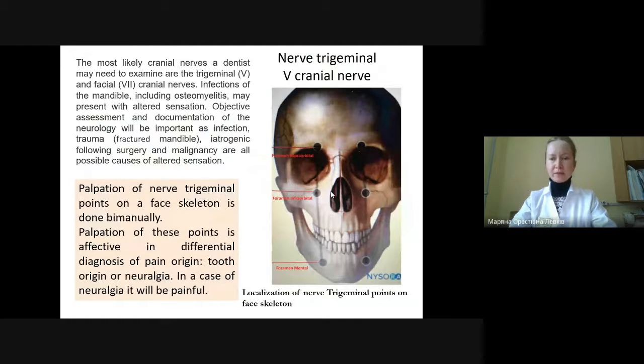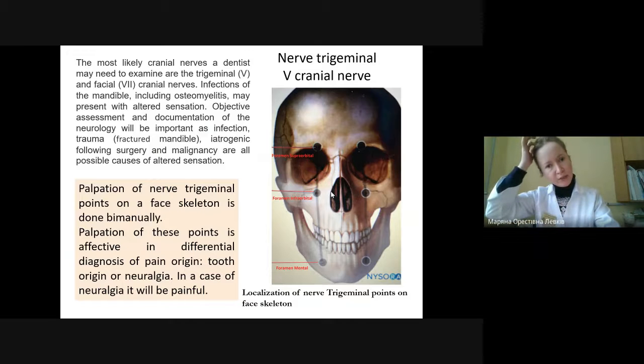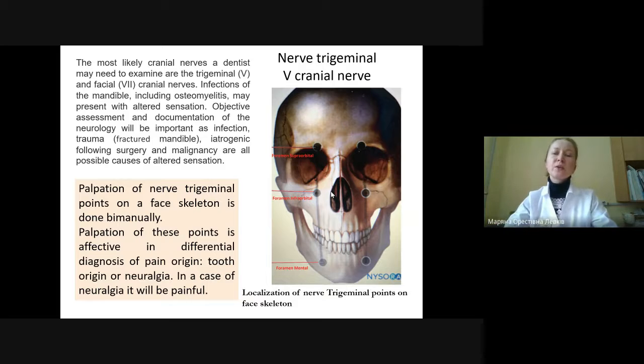Nerve trigeminal. The most likely cranial nerves a dentist may need to examine are the trigeminal and facial cranial nerves. Infections of the mandible, including osteomyelitis, may present with altered sensation. Objective assessment and documentation of the neurology will be important, as infection, trauma, fractured mandible, iatrogenic causes following surgery, and malignancy are all possible causes of altered sensation.